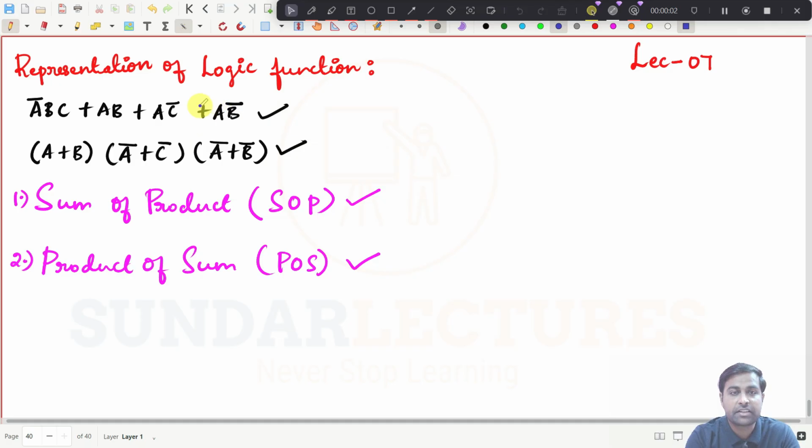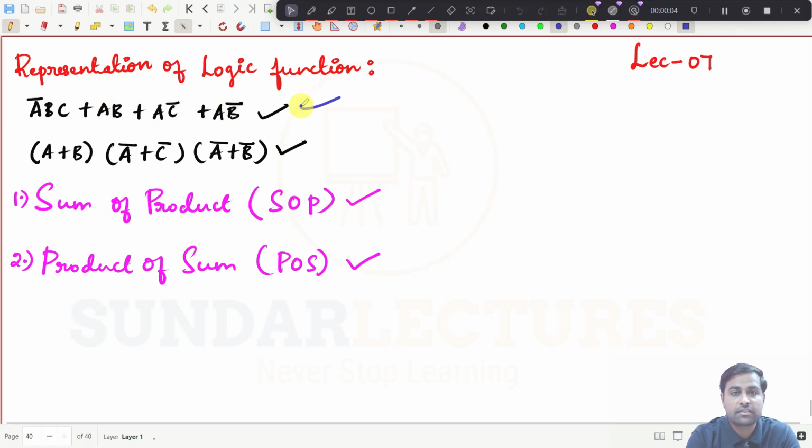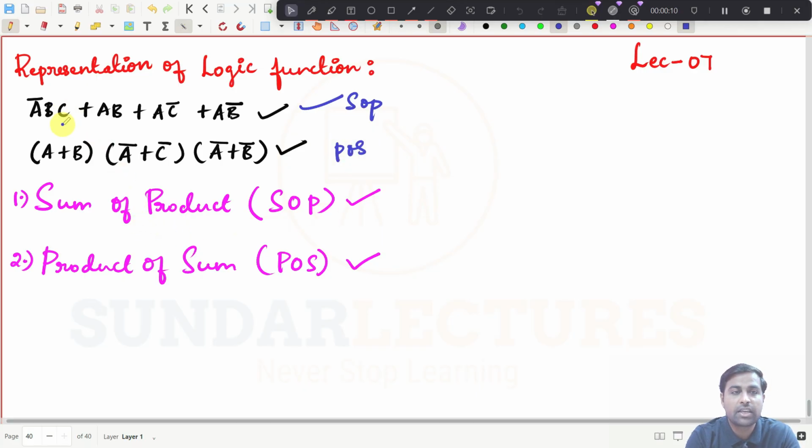So these functions are sum of product, and these functions are product of sum. Why? You see here, we have products. This is actually product, right? Dot functions are otherwise called product, and that will be split by sums. That is why we are calling it sum of products.